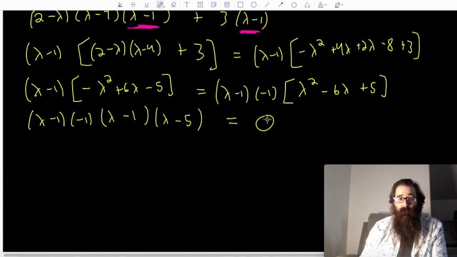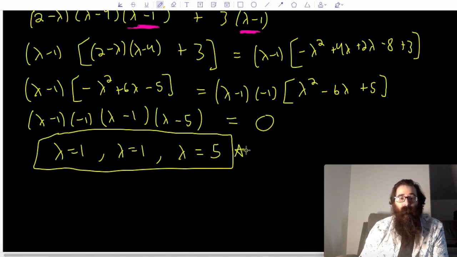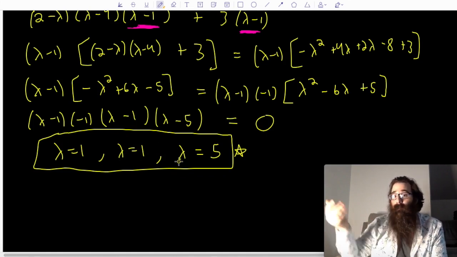I can set it equal to 0. What are my eigenvalues? I get lambda equals 1. This is a throwaway term, you can divide it away. I get another lambda equals 1, and then I get lambda equals 5. These are my eigenvalues. Or we could say lambda equals 1 with multiplicity 2. If you want to list it out twice, that's fine. Don't list it once and don't mention the multiplicity, though. That would be bad. But these are my eigenvalues: 1, 1, 5. Hey, we did it.